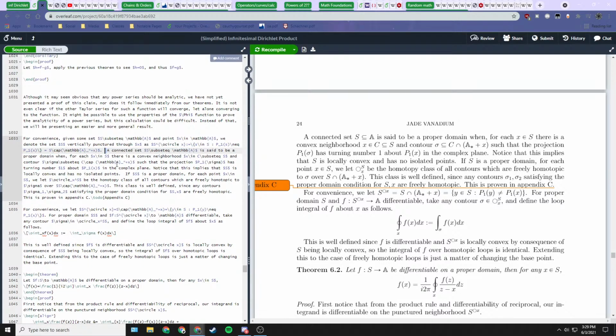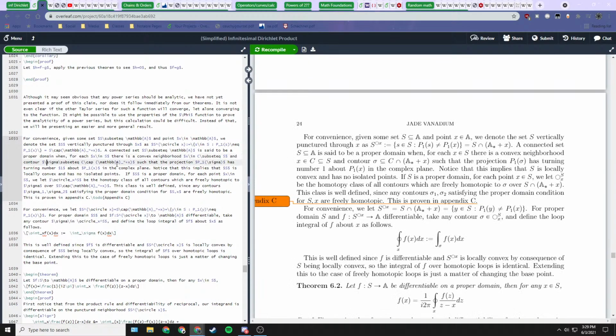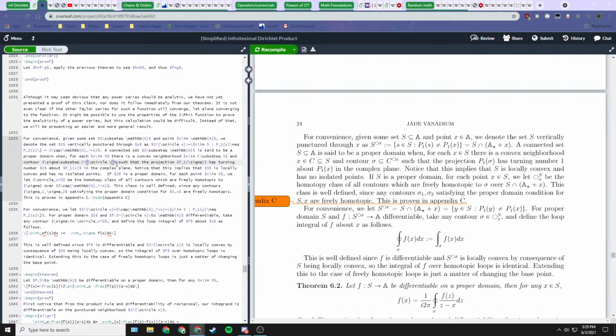Okay, so a connected set S is said to be a proper domain when for each x in S there is a convex neighborhood C and contour sigma subset to C punctured through x, such that the projection P1 sigma has turning number 1 about P1 x in the complex plane. Notice that this implies S is locally convex and has no isolated points.